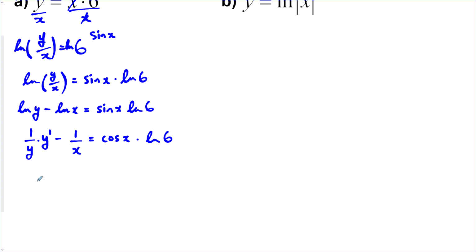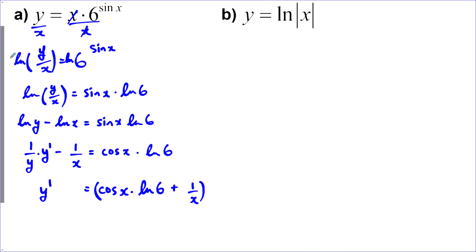So let's say add this onto the other side. Y prime equals cos x, x times the natural log of 6 plus 1 over x. And we also want to get rid of this 1 over y, so we're going to multiply both sides by y to get rid of that. So I'll just put this in brackets for a sec. And y, if you remember here, is equal to x times 6 to the power of sine x. And I could multiply that in. Maybe it would be clearer.